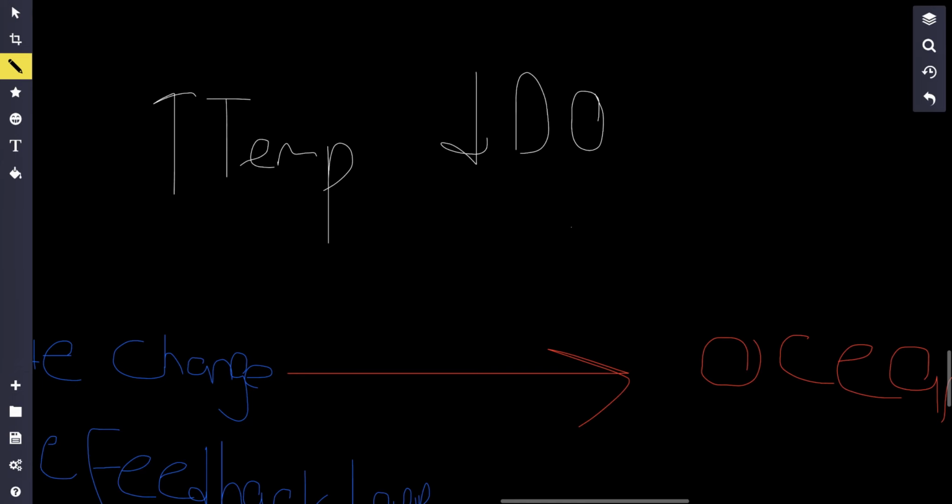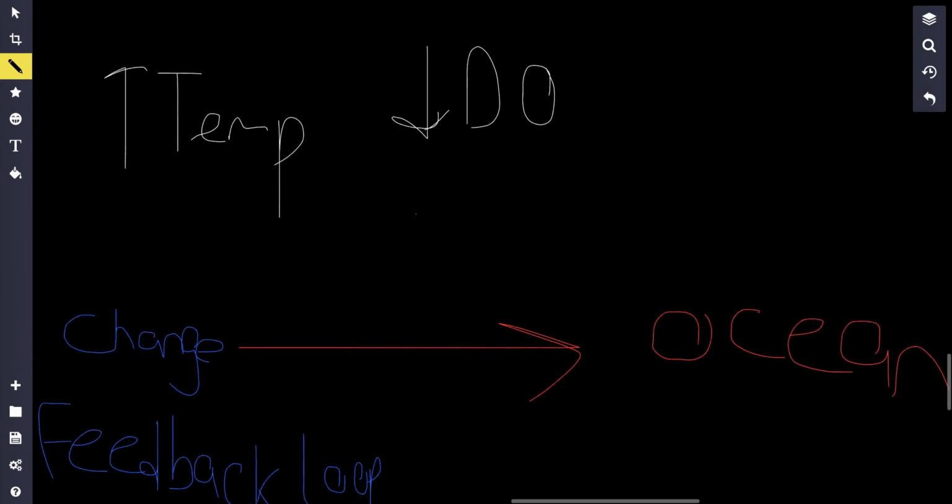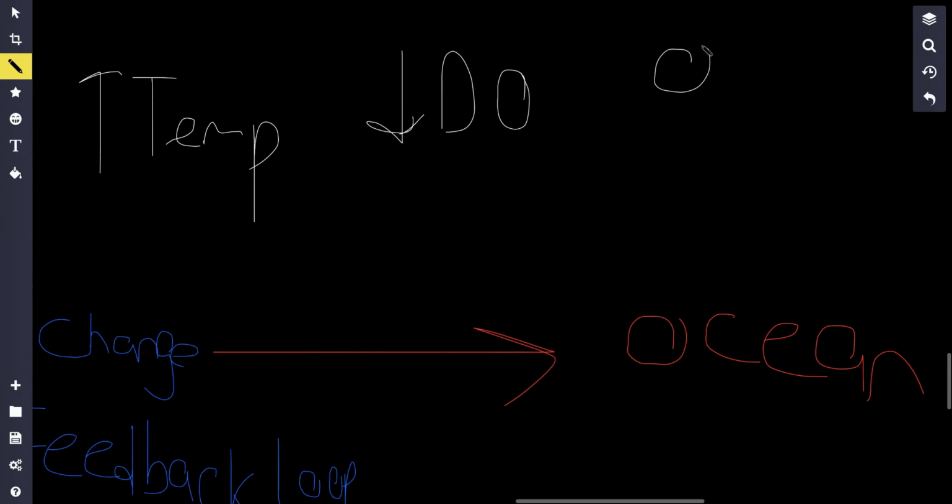All right, so obviously water in the ocean holds oxygen, but as the temperature increases, dissolved oxygen decreases. An example I think about is, let's say you have a soda on a hot day. All right, so let's say I have a soda bottle, right? This looks really weird.